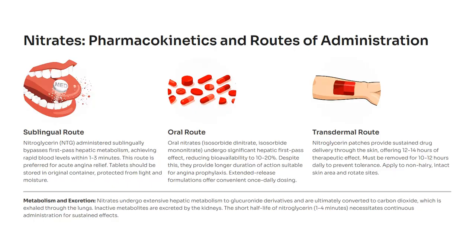Oral route. Some isosorbide dinitrate, isosorbide mononitrate. Those undergo significant hepatic first pass effect, so that reduces the bioavailability of it. But these medications provide a longer duration of action, and those we use for prophylaxis. They have extended release formulas, and that makes it very easy for one's daily dosing.